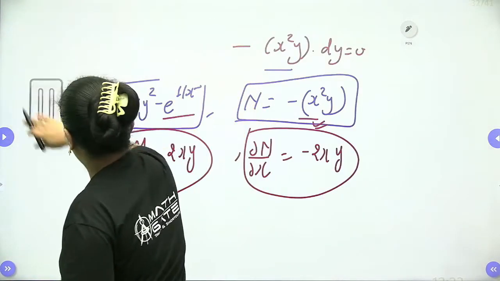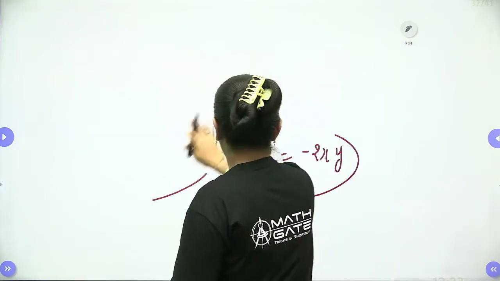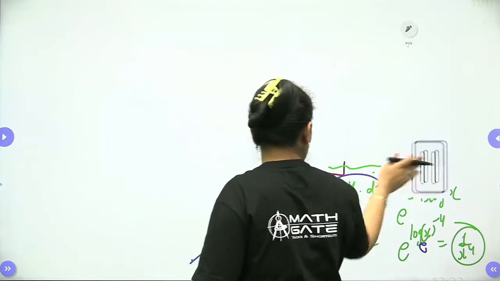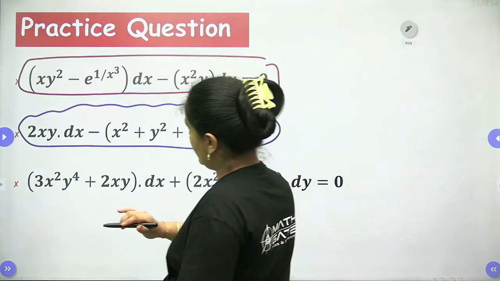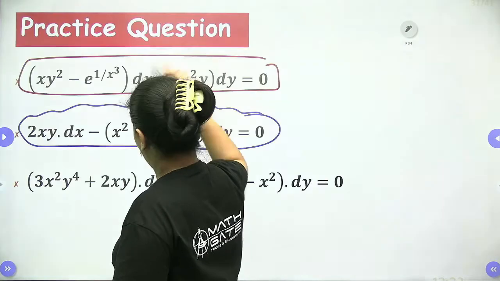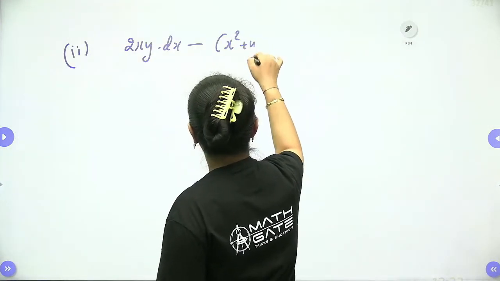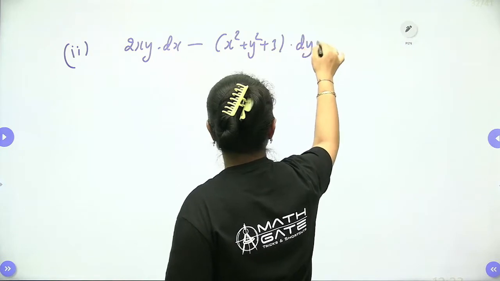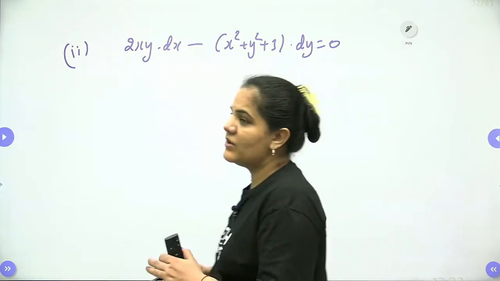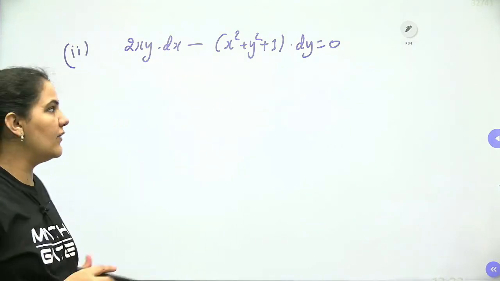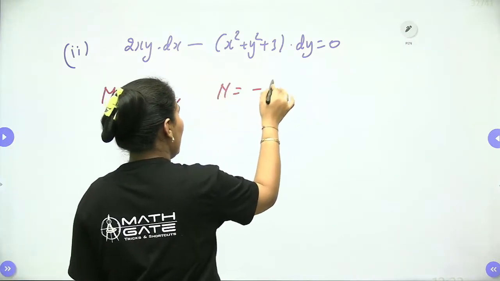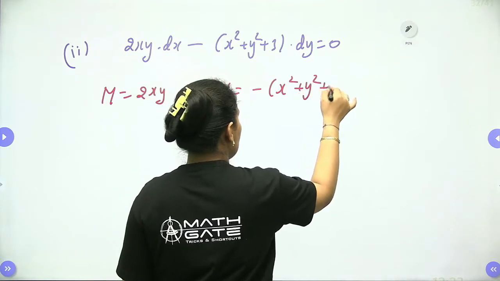Let's talk about the second example, what exactly it is. So let's have the discussion here only, guys. So the question is: 2xy dx minus (x square plus y square plus 1) dy is equals to 0. Now again you are free to approach that. Here you can see you are having m dx plus n dy. Yes, so what is m? m is 2xy. Okay, what is the value of n? n is minus (x square plus y square plus 1).